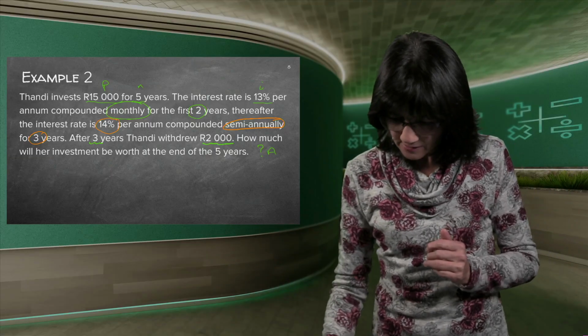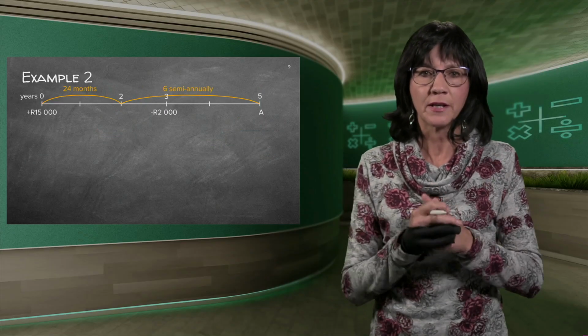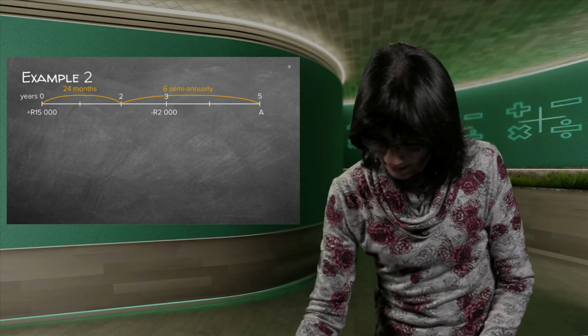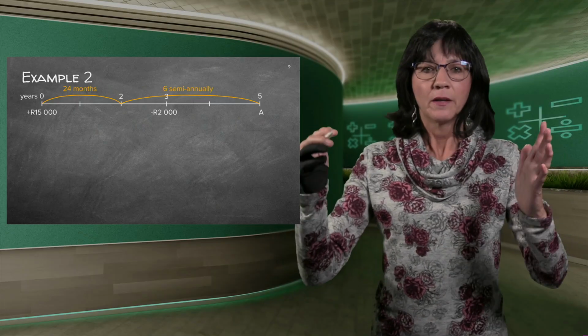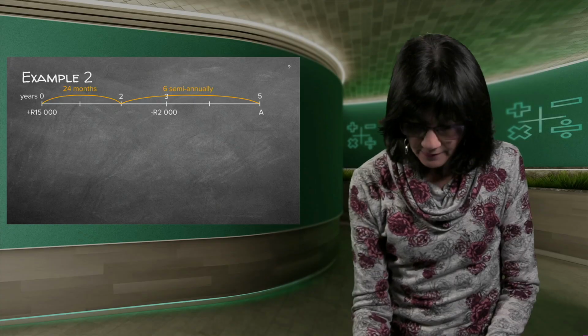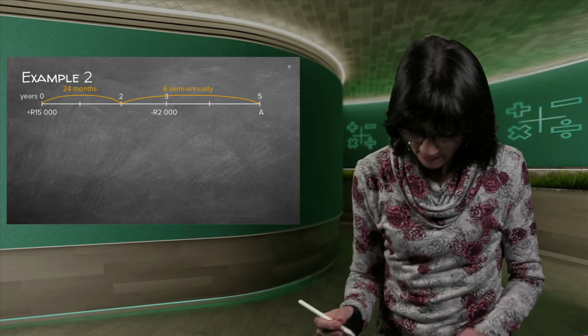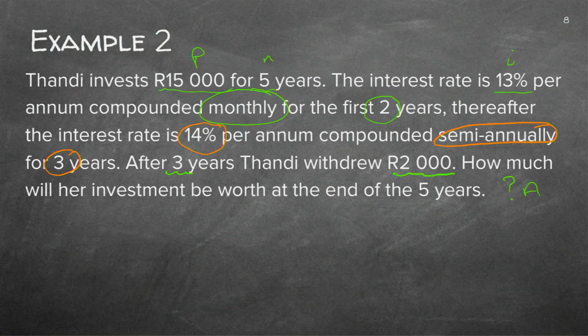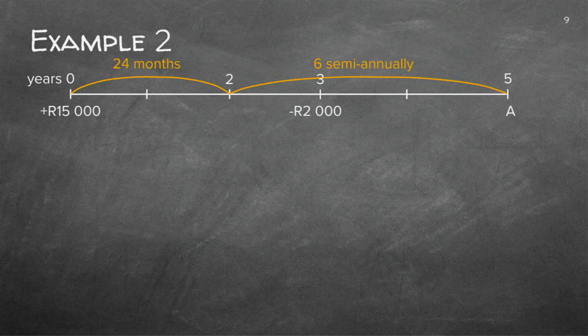Now I have to take that timeline and divide it into what they told me. There's my whole timeline. The years is the white. They said after 2 years, the interest rate changes. So let's quickly get back to the interest rate. It was 13% for the first 2 years. 13% is 0.13. That is my i. And because it's monthly, I need to divide by 12. And where did they get the 24 from? 2 times 12 gives me that 24.